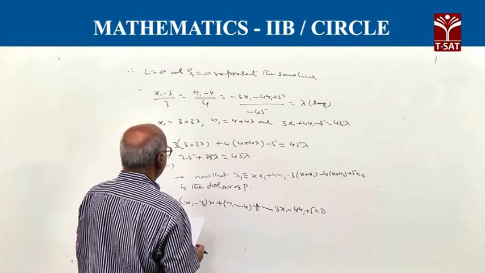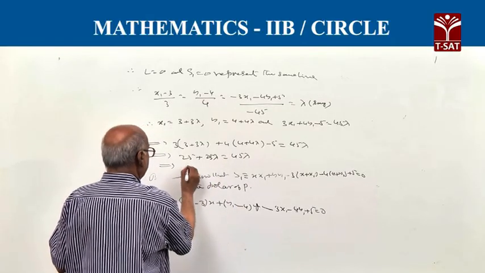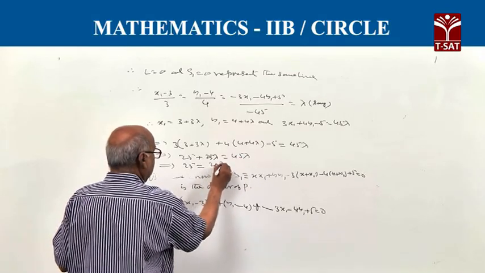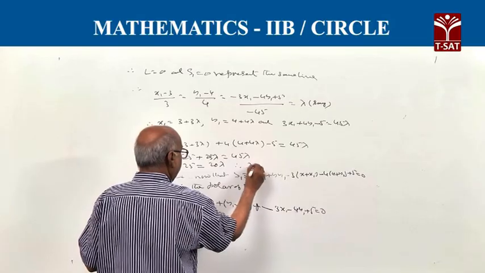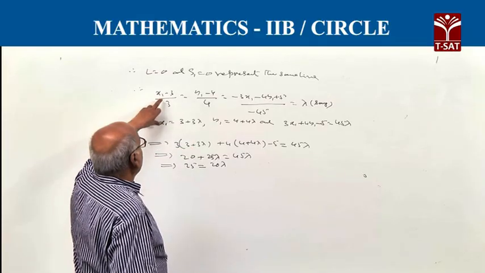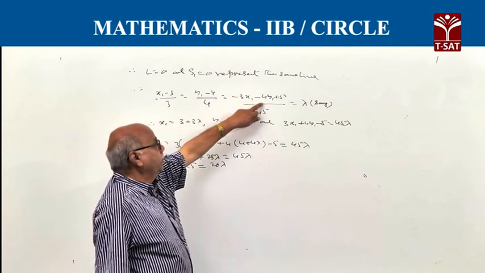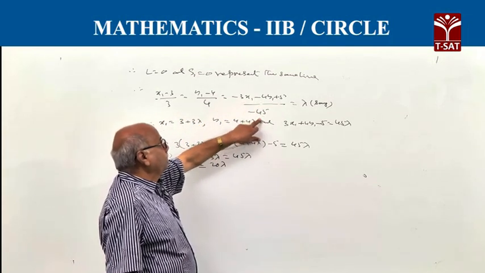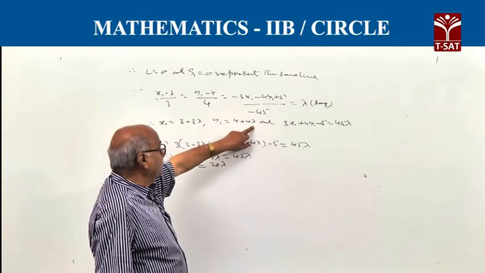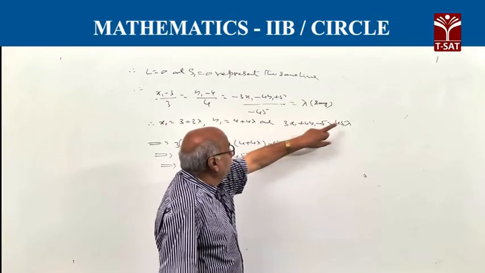So, 25 minus 5 is 20, and 45 lambda minus 25 lambda is 20 lambda. Coefficients of these two equations are proportional. So, therefore, (x1 minus 3) by 3 is equal to (y1 minus 4) by 4 is equal to (minus 3x1 minus 4y1 plus 5) by minus 45. Suppose each is equal to lambda. Then x1 is 3 plus 3 lambda, y1 is 4 plus 4 lambda, and 3x1 plus 4y1 minus 5 is equal to 45 lambda.